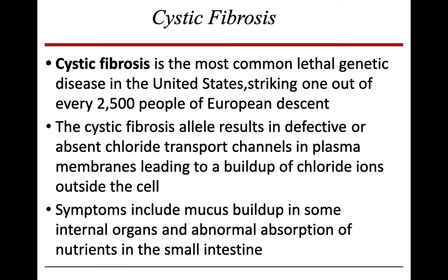A good example of a recessive allele is cystic fibrosis. About 1 out of every 25,000 people of European descent is born with it. And the allele results in defective or absent chloride transport channel proteins in the plasma membrane, which basically means that chloride ions build up on the outside of the cell. And that causes mucus to build up on organs and tissues in the lungs, which really prevents absorption of gas and nutrients in the small intestine and in the lungs. It is lethal. It does shorten life expectancy by 30 to 40 years.